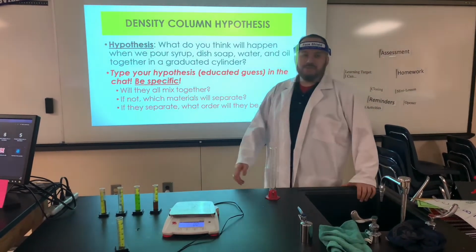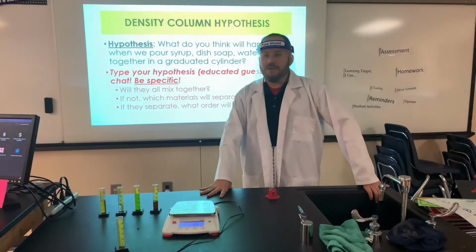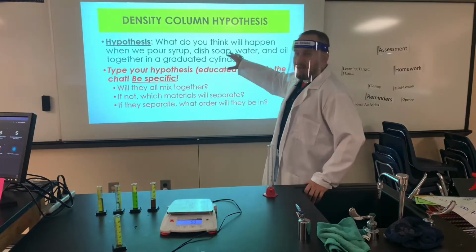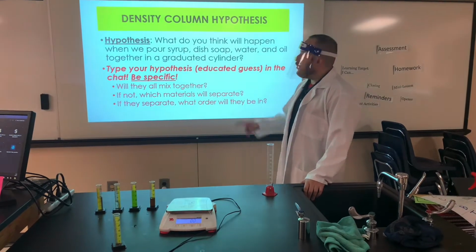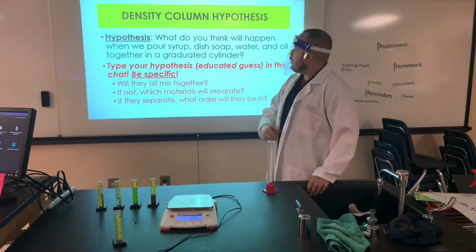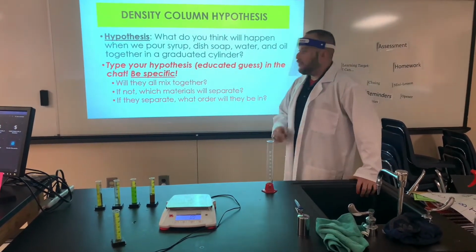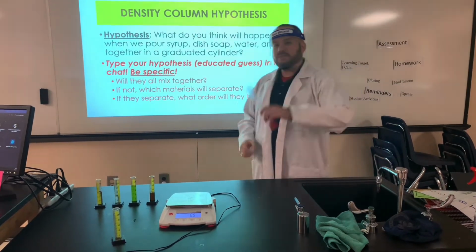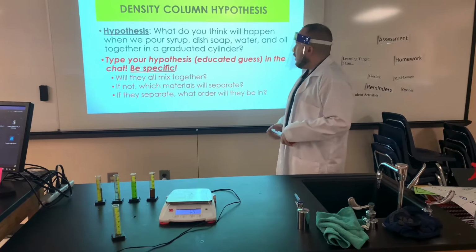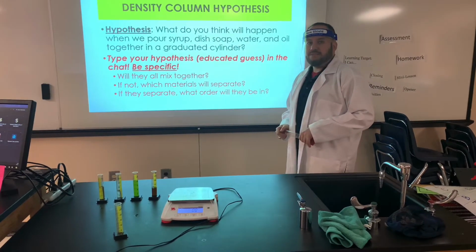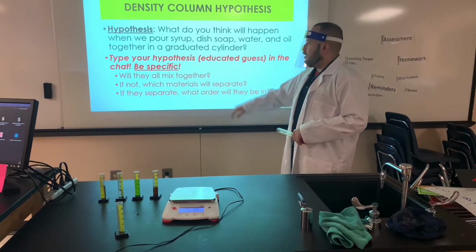Hi, I'm Mr. Heidowitz, and we're going to do a density column map here today. Before we begin, we need to have a good hypothesis. Our hypothesis today is: what do you think will happen when we pour syrup, dish soap, water, and oil together into one graduated cylinder? Make sure you type in your hypothesis and that it's a good educated guess, and be as specific as possible. All right?